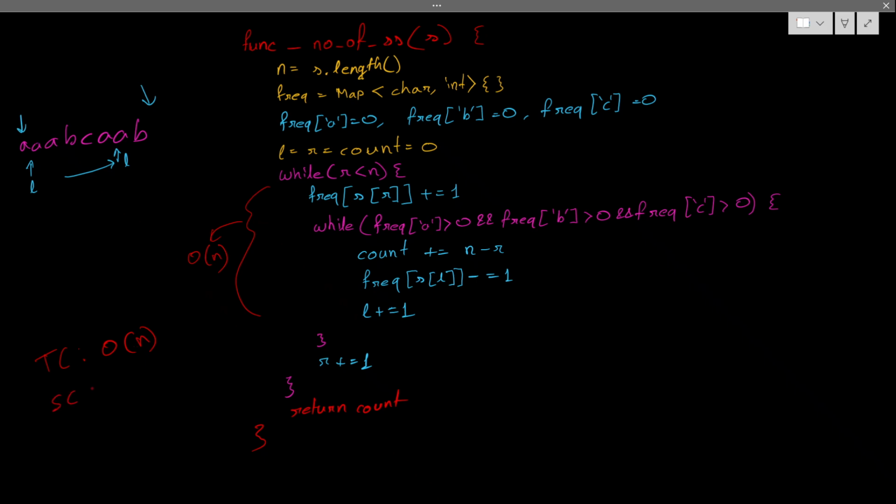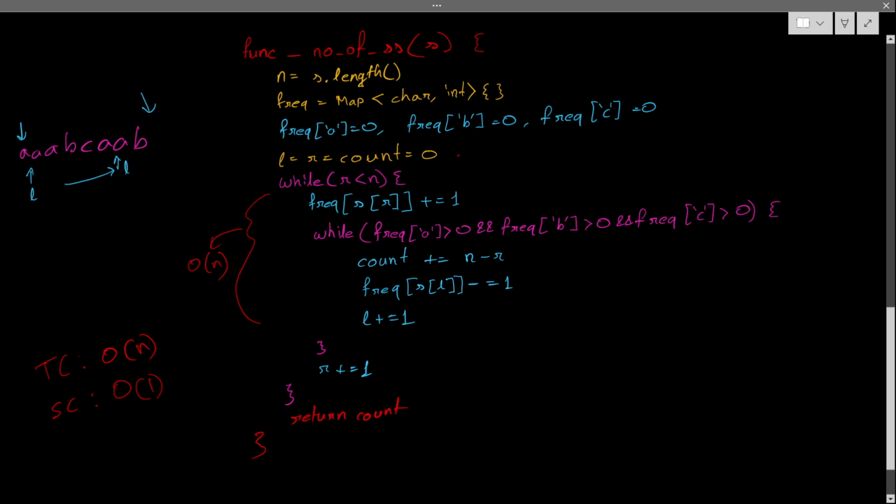Space complexity: are you taking any extra space? Yes, but only three spaces to count the frequency. So no extra space, that 3 is a constant. So I can think big O of 1. This is the thing we can think of. Okay, so this is one of the approaches.